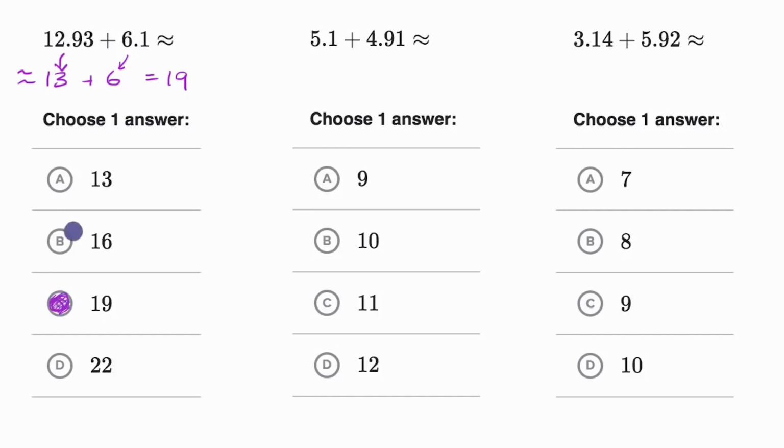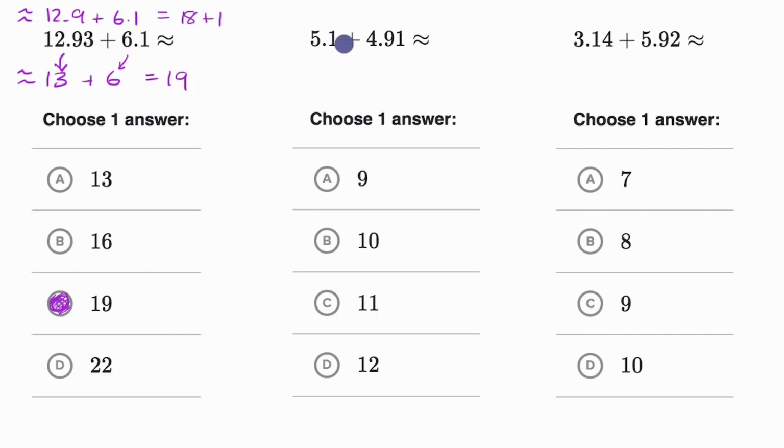And there's multiple ways that you could try to estimate things. For example, you could do a little finer of an estimation. You'd say this is approximately 12.9 plus 6.1, and then you say 12 plus 6 is 18, and then 9 tenths plus 1 tenth is another 1. So you'd say this is 18 plus 1, and you say, okay, that once again gets me pretty close to 19, or this gets me to 19.